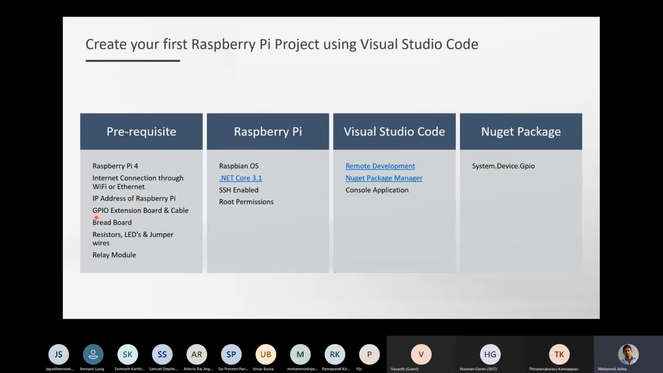And the next one, I've also used a GPIO extension board and a GPIO cable, which connects the extension board to the Raspberry Pi, right? And I've used the extension board on the breadboard. That is what I've used here to connect all the pins on the Raspberry Pi. And I've used a few resistors, LEDs and jumper wires to create connections.